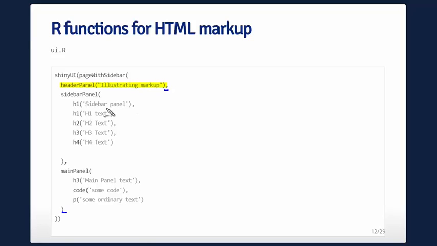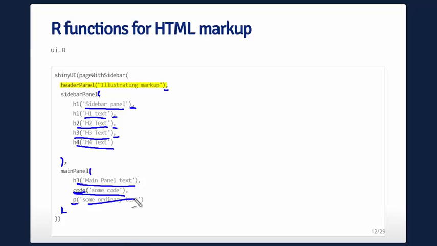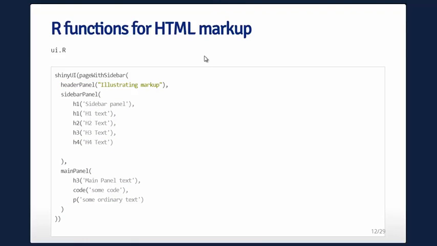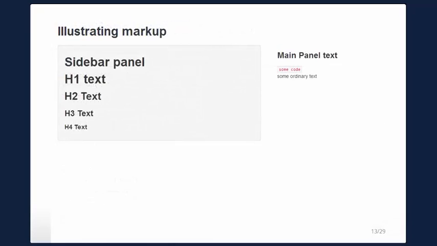So H1, I'm going to say H1 is the sidebar panel, and then there's got to be a comma there. H1 text, comma there, H2 text, comma there, H3 text, comma there, and so on. And all of these things will render in the sidebar panel. In the main panel, I've got three things: some main panel text, some code formatted as code, and P, some ordinary text right there. Okay, so this is just a simple UI function that shows the rendering.